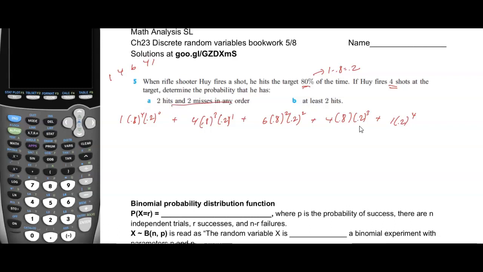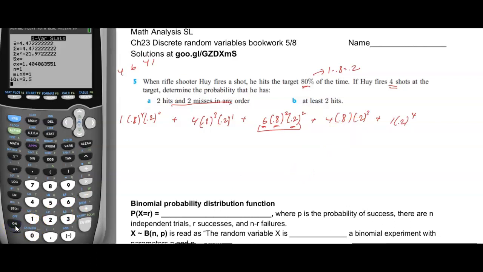2 hits and 2 misses in any order corresponds to this term here. 2 successes, 0.8 squared. 2 misses, 0.2 squared. 6 ways of that happening, Pascal's triangle coefficient 6. So let's just do that in the calculator. 0.8 squared is going to be 0.64. 0.8 squared times 0.2 squared times 6 is 0.1536.